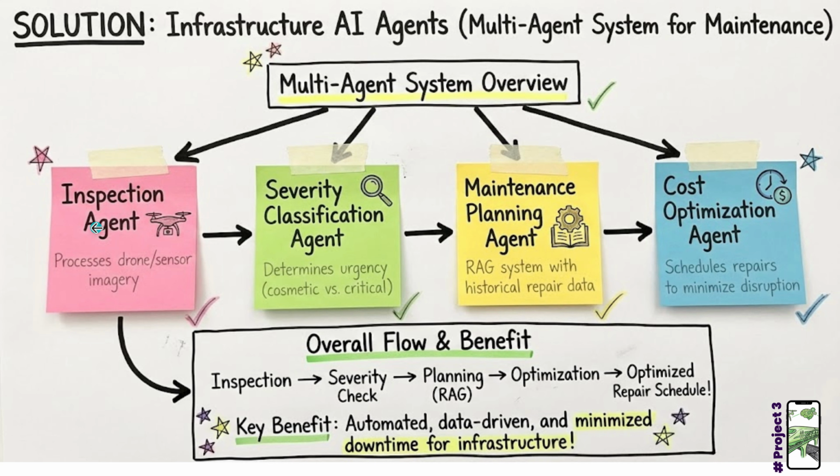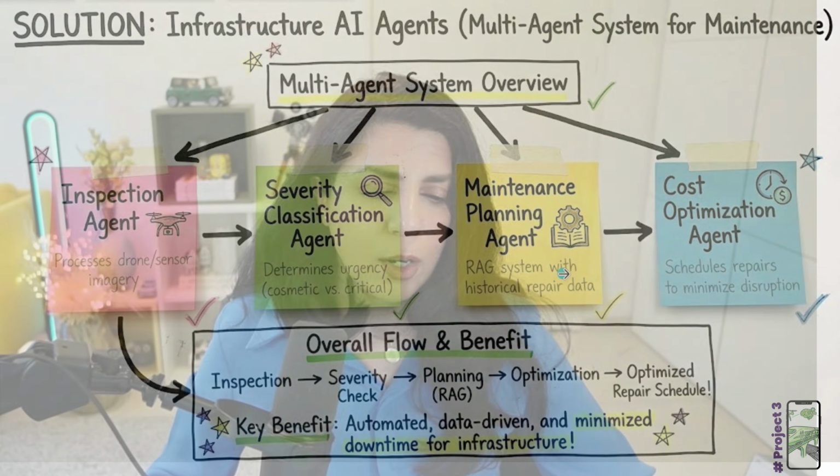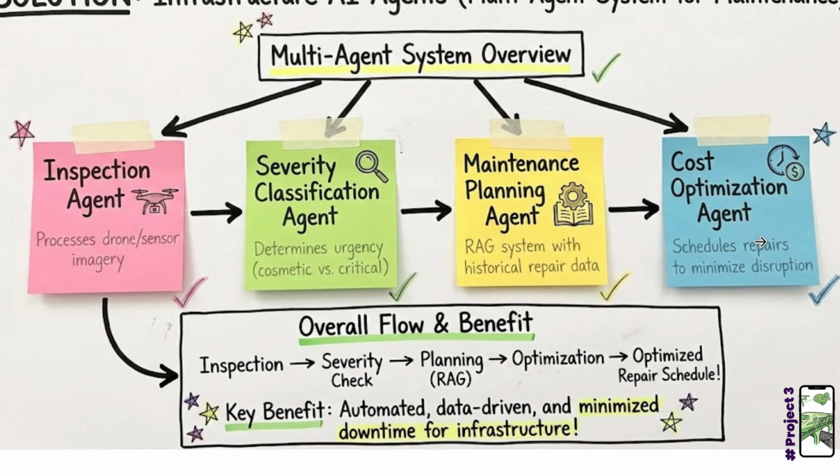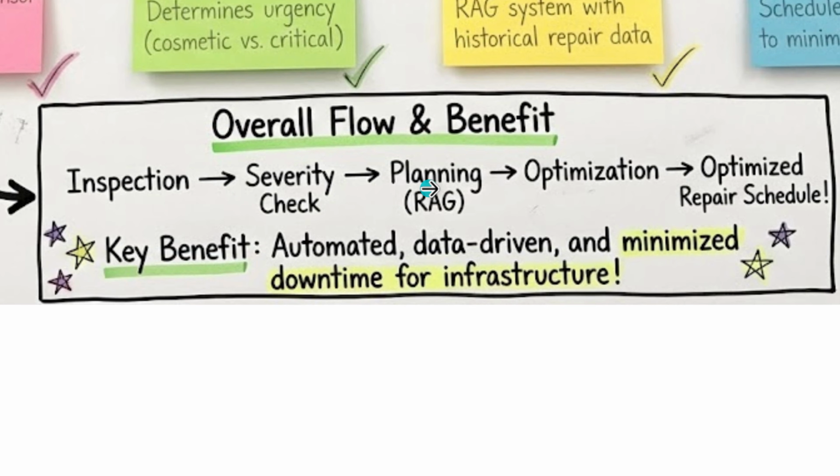So we've got our inspection agent, our severity agent, maintenance agent, and we know from our historical data exactly the number of months correlated with the damage. So then we can get that one from a RAG. And then we've got a cost optimization agent. At the end, you can always go ahead and do an optimization problem. So we've got severity check, planning, optimization, and then we've got our optimized repair schedule.